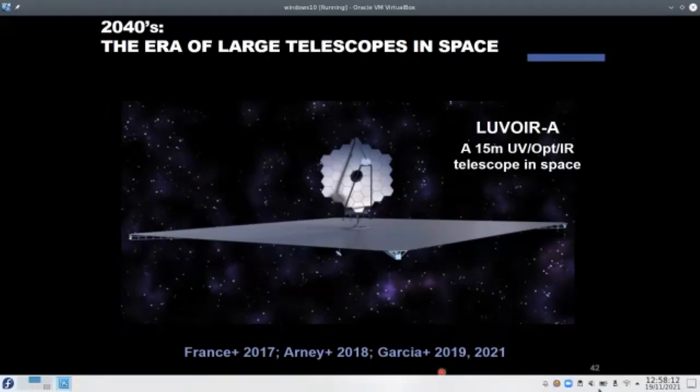We participated in the definition of one of the instruments, which was called LUMOS. And we sent a white paper to the Astro 2020 survey of the National Academy of Science of the US, and also to the Voyage 2050 survey of the European Space Agency, supporting the European participation on this mission.